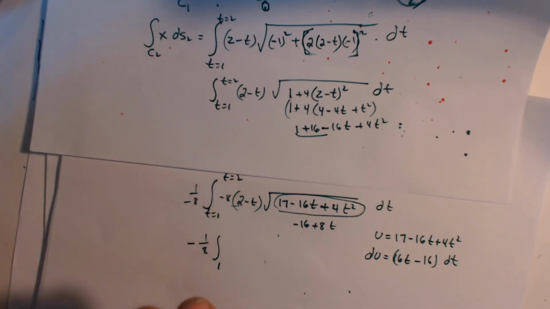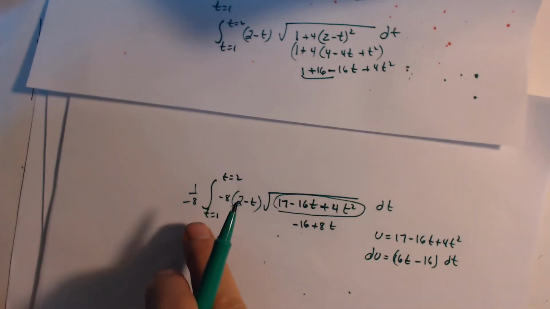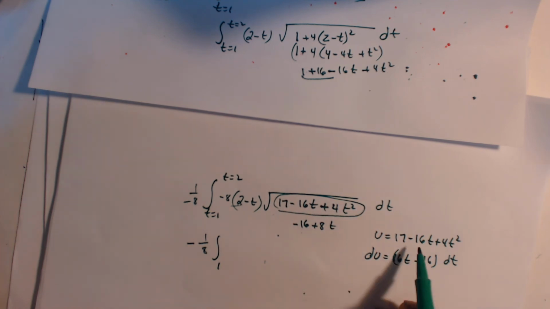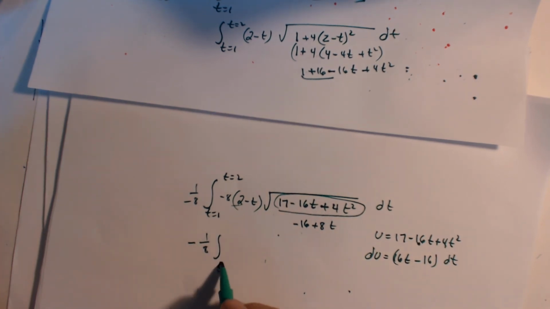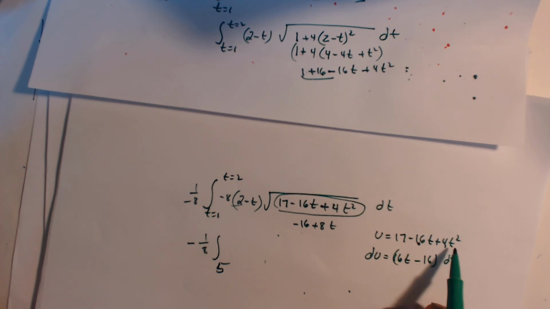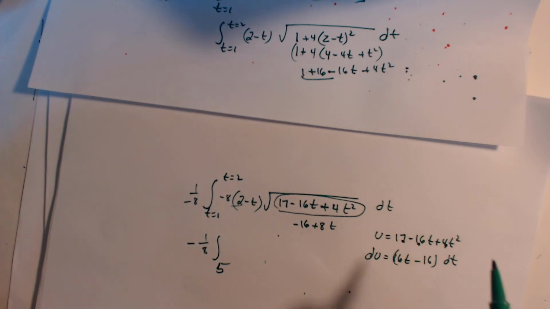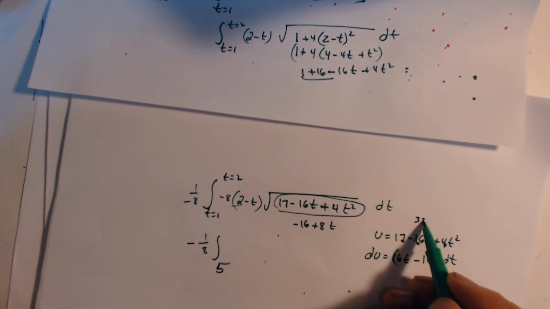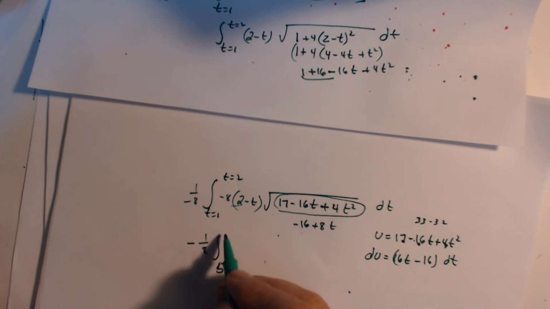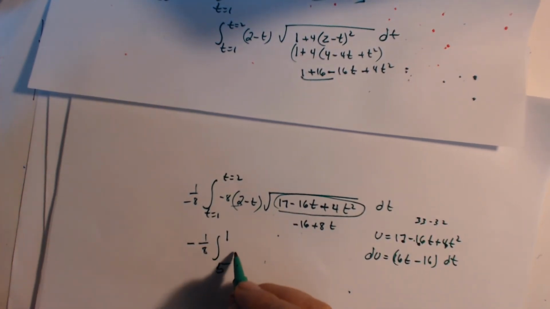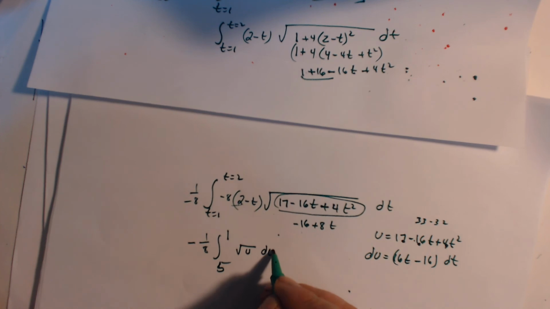Do you want me to change the limits of integration? If I do that, I have to put t equal to 1 right here and change it to u. Let me do that. When t is 1, 17 minus 16 is 1, plus 4, let's make it a 5. When it's 2, 16 times 2 is 32, and 17 plus 4 is 21, minus 32 gives 1. And that becomes the square root of u du.